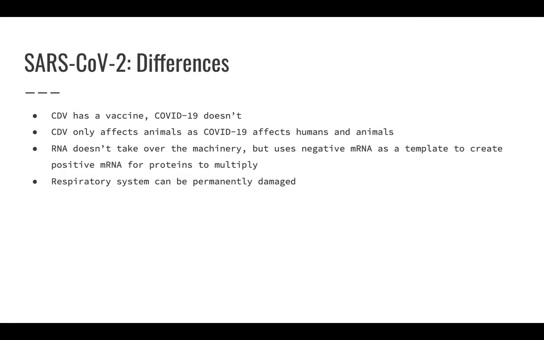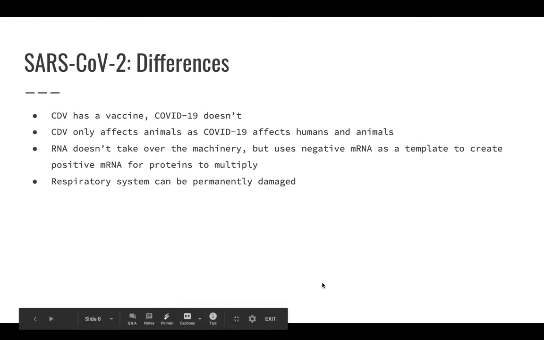And the differences. So, COVID-19 does not have a vaccine, while CDV does. And canine distemper affects animals only, as COVID-19 affects humans and animals. RNA does not take over the machinery like it does in COVID-19, but like I said before, they use the negative mRNA as a template to create positive mRNA for proteins to multiply. And the respiratory system, like I said many times before, is permanently damaged.